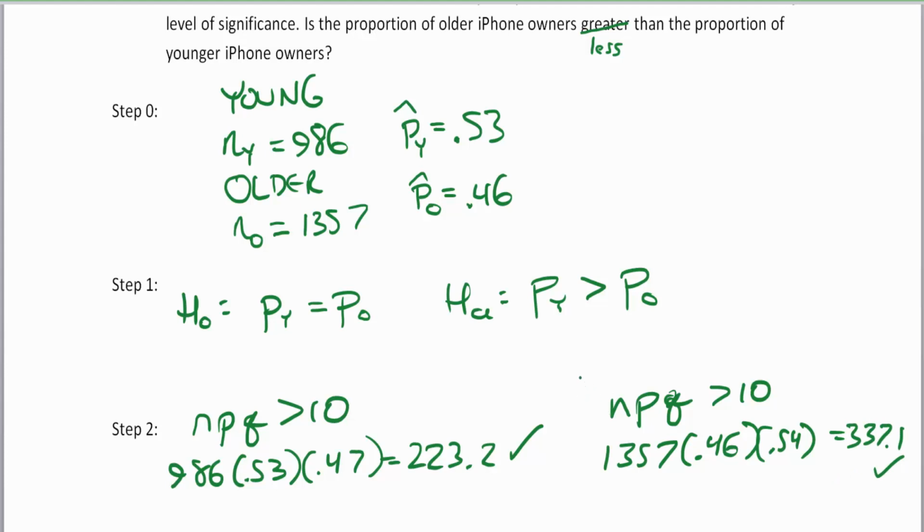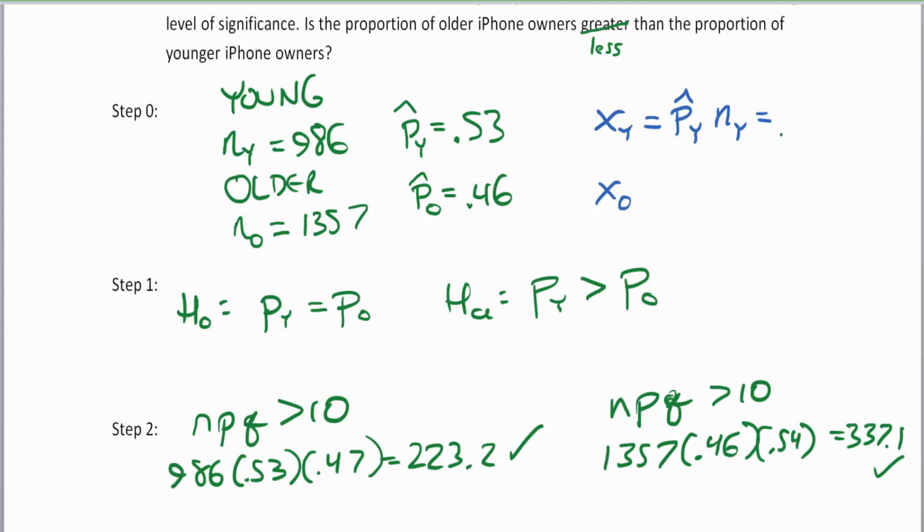Now, what we need to type into the calculator is our x sub y and our x sub o. We can figure this out by taking our percentage, which is our p hat y, and multiplying it by our sample size. So this is going to be multiplying our p hat y times our n y. If we're given the percentage, then we multiply by our sample, and that gives us the x, or how many people had an iPhone in our group of 986 here.